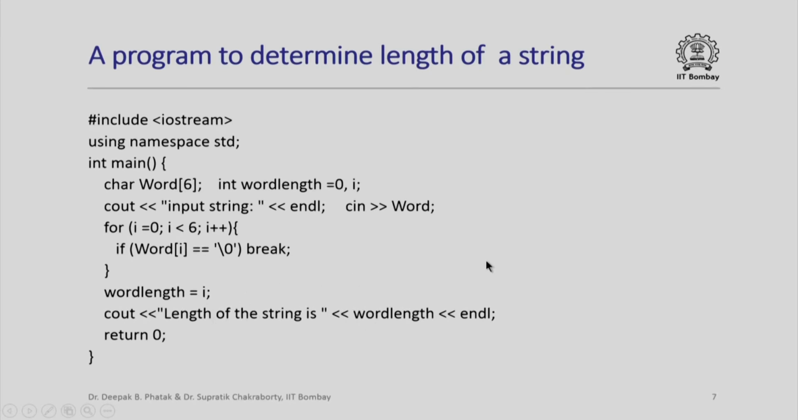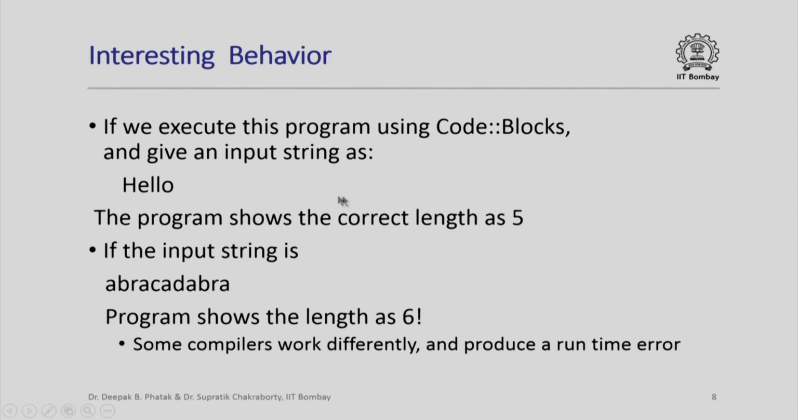This program should work properly, we so expect, but look at the interesting behavior. If we execute this program using Code::Blocks, for example, and give an input string as hello, the program shows the correct length as 5 because the string hello has 5 characters.